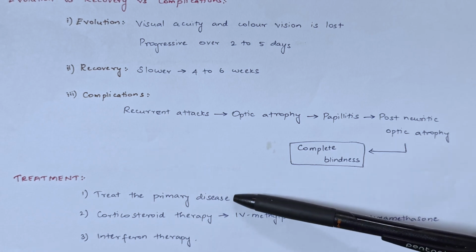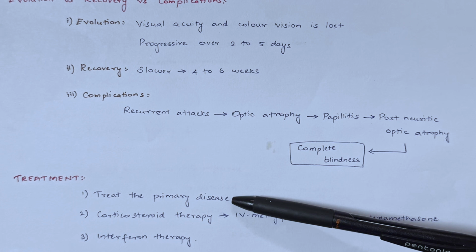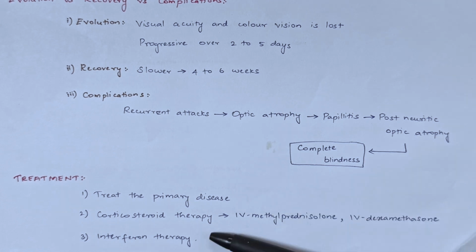Treatment depends on treating the primary disease, which can be Leber's disease, multiple sclerosis, viral infections, syphilis, TB, sarcoidosis, or lupus. And corticosteroid can be given like IV methylprednisolone and IV dexamethasone. Interferon therapy is also done.